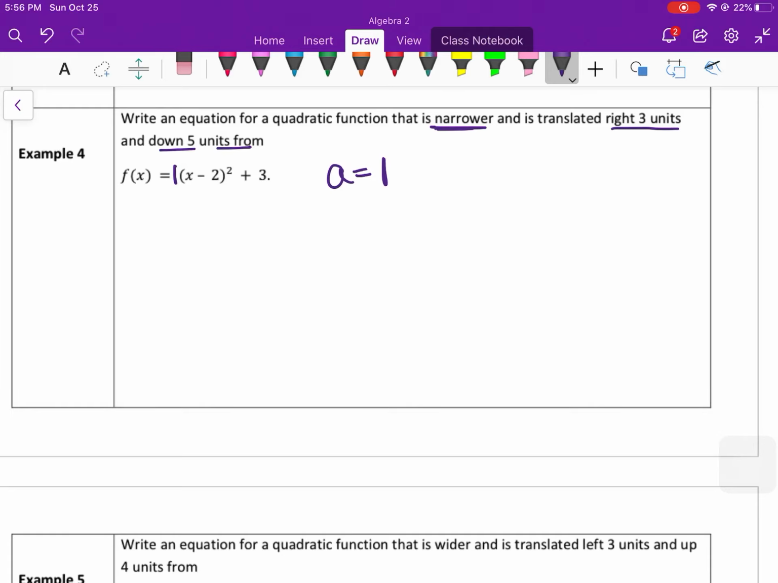And then I want to translate it 3 units to the right and 5 units down from where it's at currently. The vertex where it's right now is going to be 2, 3. So make sure you pull the vertex out. If I'm going to translate it to the right 3, I'm going to take the x coordinate and add 3 to it. Down 5 means I'm going to take the y coordinate and subtract 5.